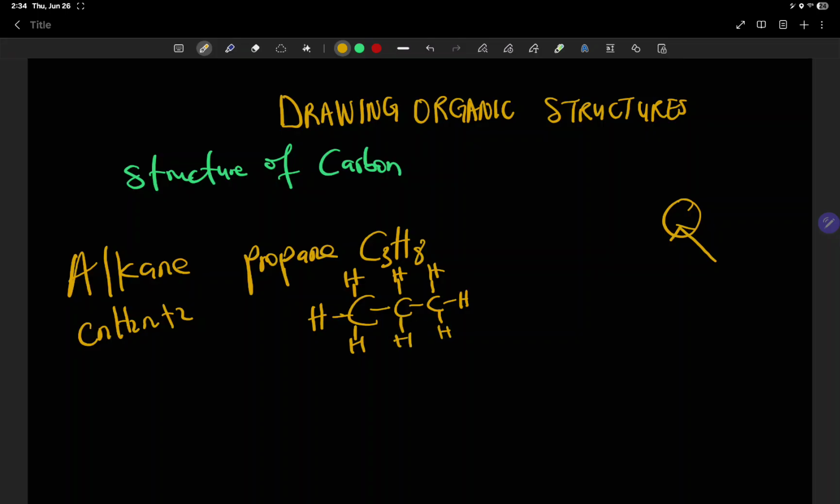Okay, now let us check if all the carbons have 4 arms. For this carbon, it is what? 1, 2, 3, 4. For this carbon? 1, 2, 3, 4. For this carbon? 1, 2, 3, 4. So all carbons in the organic structure must have 4 arms.